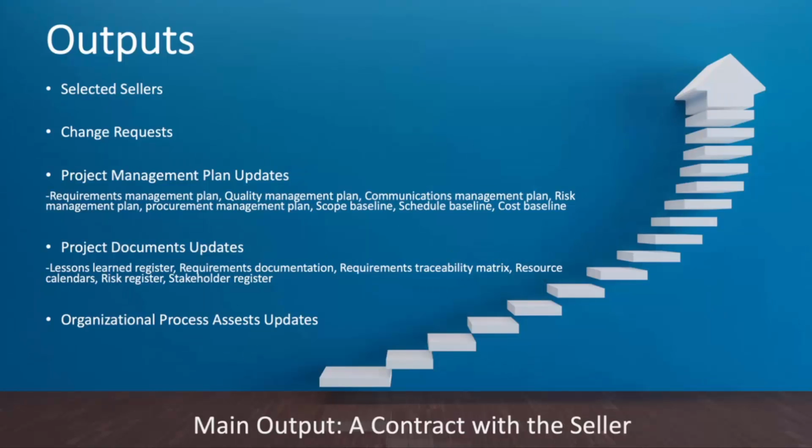Outputs. There are 5 outputs of the conduct procurement process: selected sellers, change requests, project management plan updates, project document updates, and organizational process assets updates. However, the main output of this process is a contract with the seller. Next, we'll be looking at the control procurements.